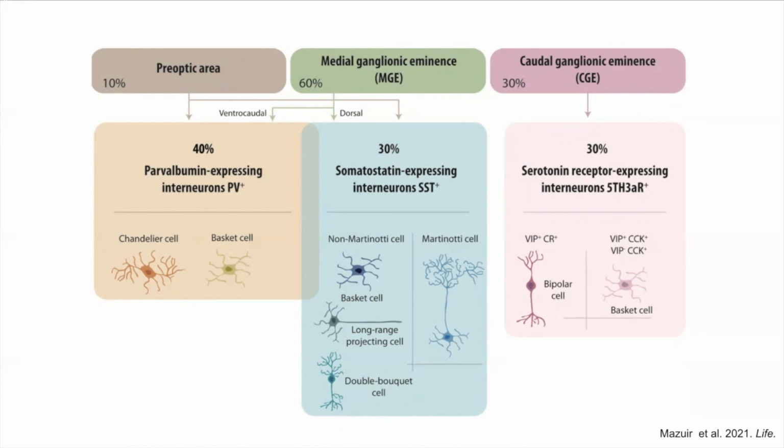We can also see here that there's a slight preference for which progenitor regions create different types of interneurons in the neocortex, but it's not as distinct or clear-cut, and more studies are needed to be done in order to further categorize these interneurons.